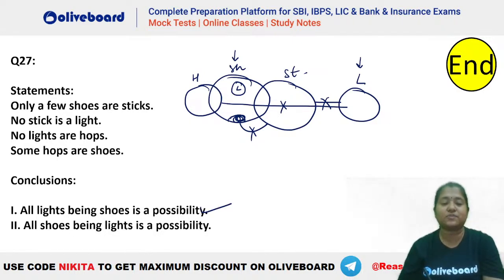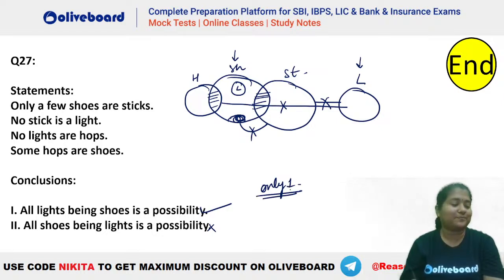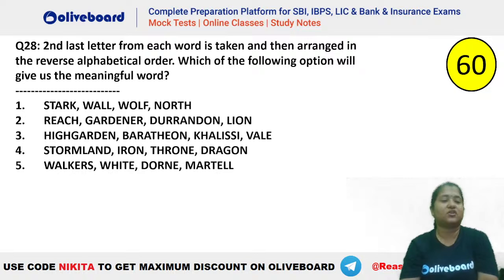Similarly, all shoes being light is a possibility. Can all shoes go inside light? No. Why? Because there is a common information between your shoes and hop which cannot be light. Similarly, there is a portion of shoe and stick which cannot be light, right? Because there is a negative information between the two. So that is why this is wrong. So the answer to this question has to be only one. Are we clear?